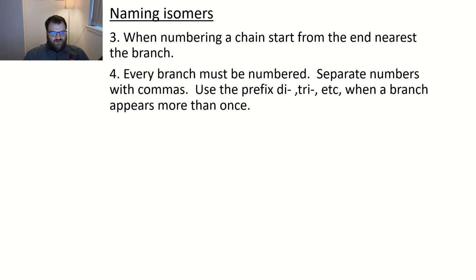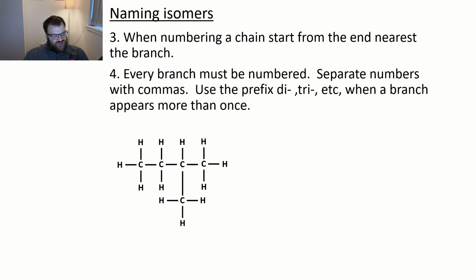We are now going to deal with numbering from the end nearest to the branch. If you just went from left to right, we might say that you've got a methyl group off of the 3rd. If you go from right to left, we would say we have a methyl group coming off of the 2nd. We want the smallest value for the branch. That means that this is going to be 2-methylbutane. We'll have 4 carbons in our chain with a methyl group sticking out of the 2nd carbon of the chain.